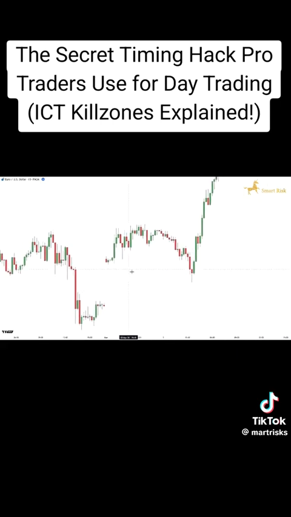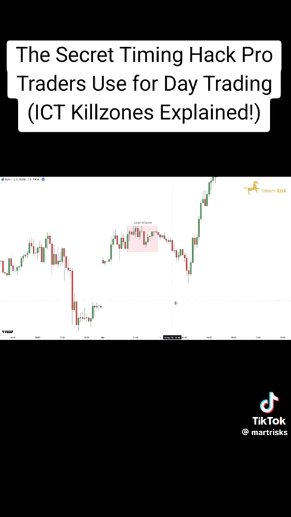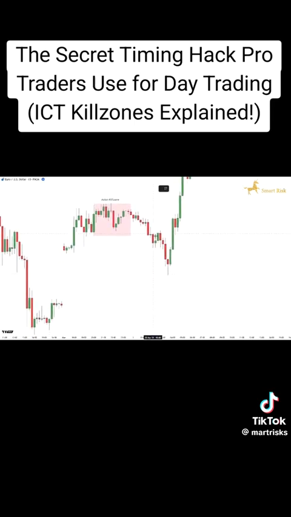We'll start with the Asian kill zone, which runs from 8 p.m. to 12 a.m., so I'll mark it on the chart. Next, we have the London kill zone, from 2 a.m. to 5 a.m.